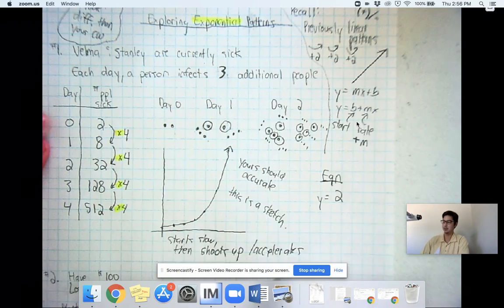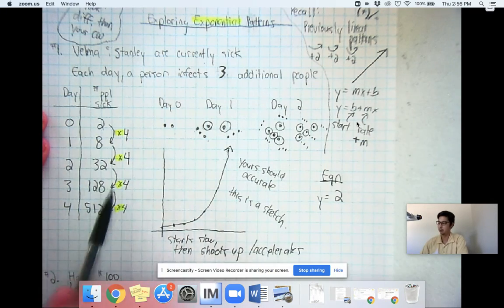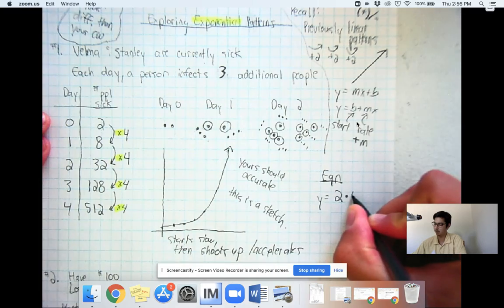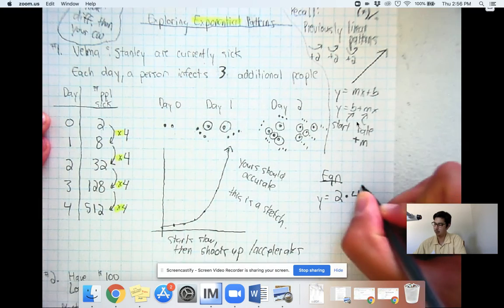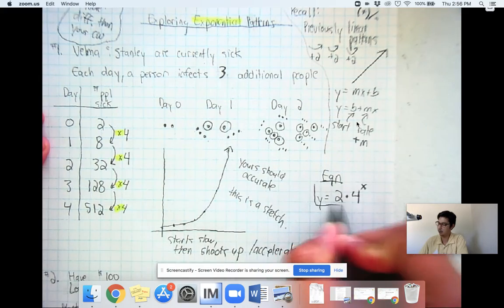But what's the pattern here? Notice with linears, we were adding a number. Well, we're not adding that. Now we're timesing by 4. So it's going to be timesing by 4. How many times? Well, that depends on what you want. 2 times 4 to the power of x.